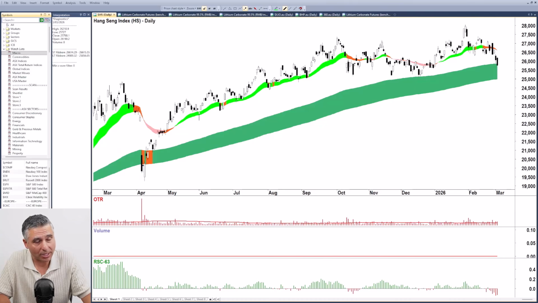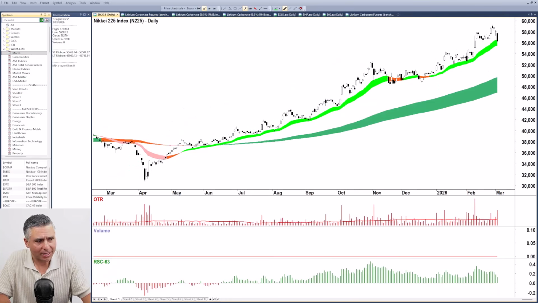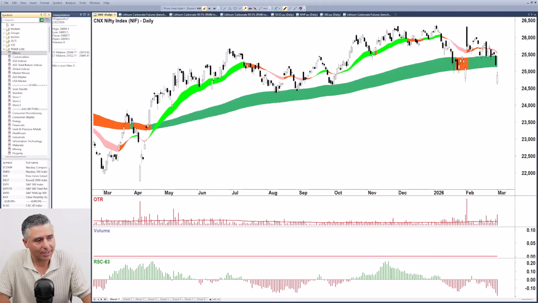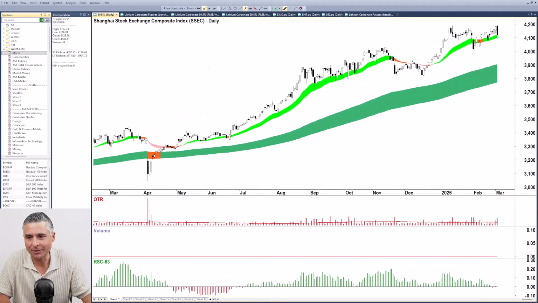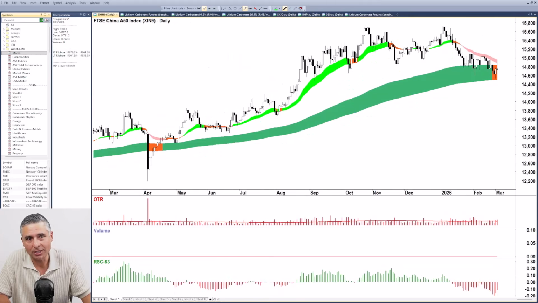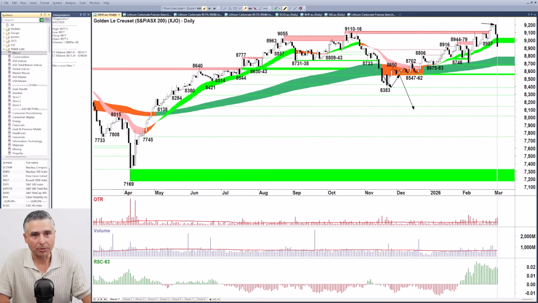Heading over to Asia, the Hang Seng, the Nikkei. I just want to whiz through these. Again, we're looking for red flags. Is there anything really obvious? I don't think so. Look, a lot of these trends, whilst they might not be fantastic, they don't look long-term downtrend-esque at this stage. I'd love them to be better.